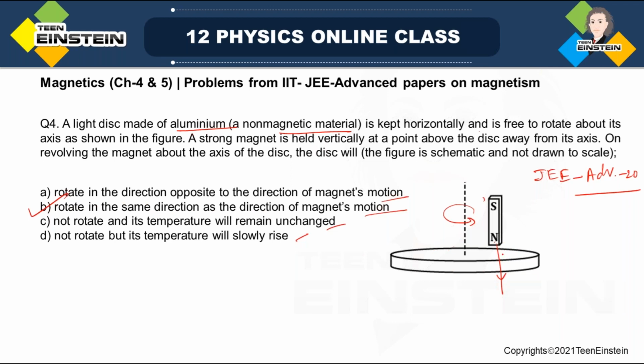See, heat will be generated due to eddy current, but these options are not correct. These say it will not rotate, but eddy current will be generated. So heat may be generated, but at the same time it will also rotate in the same direction as the magnet's motion, and it is happening due to eddy current.